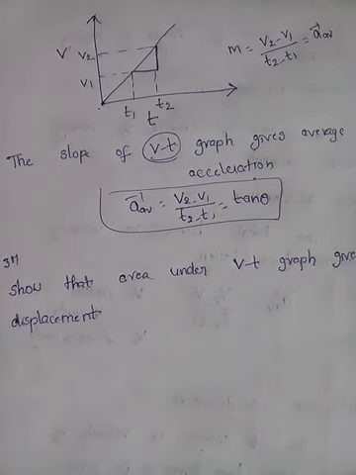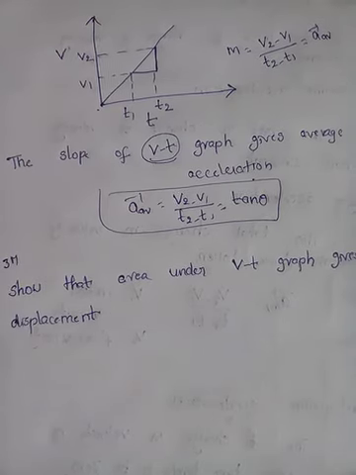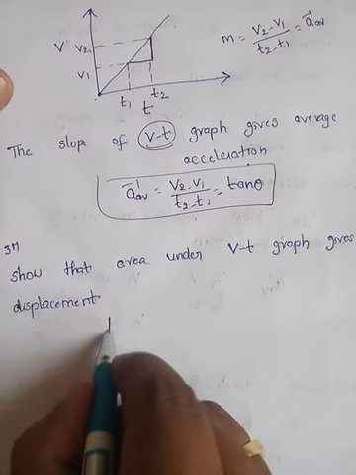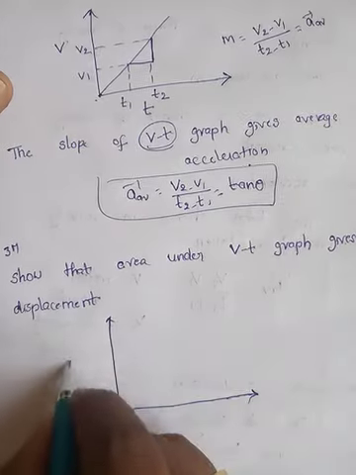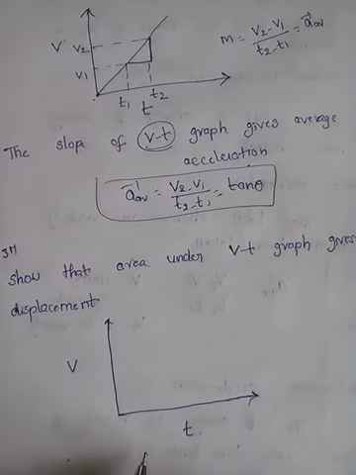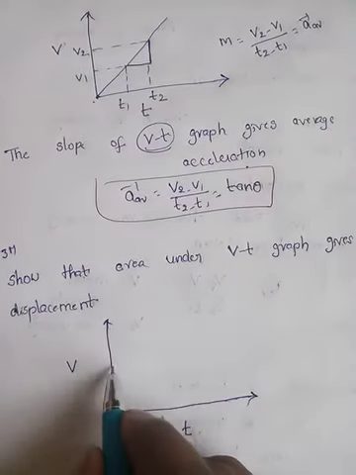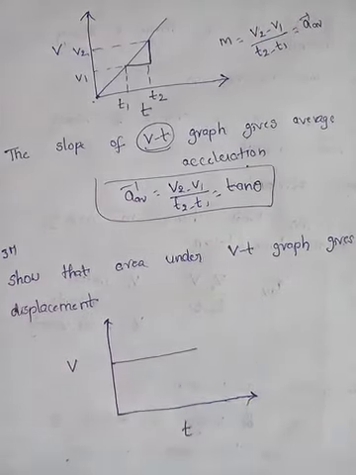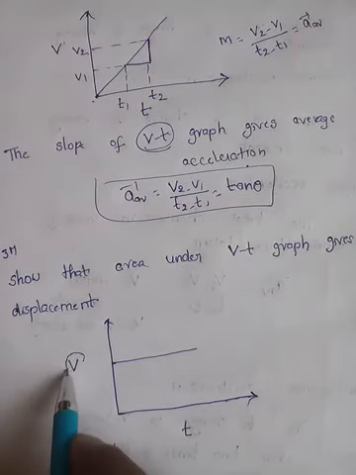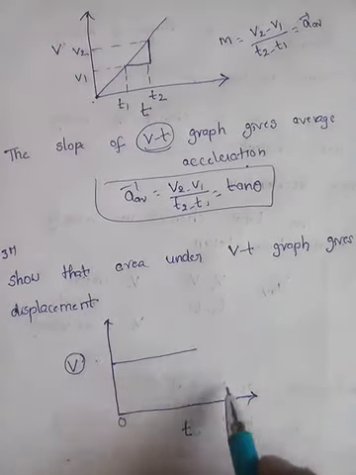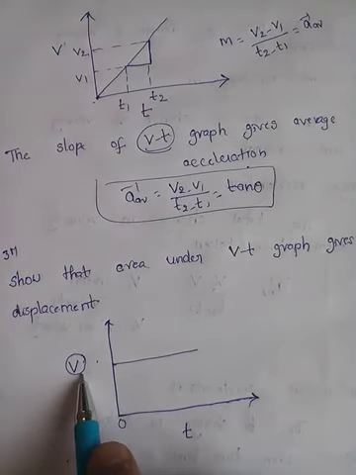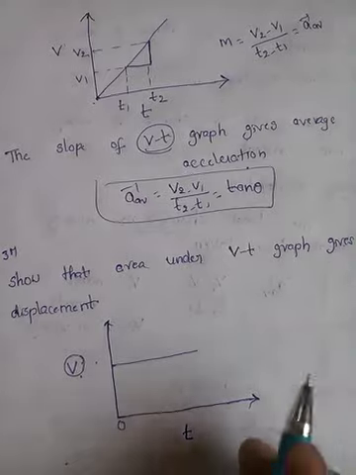So they are asking that the area under the curve of the VT graph should represent displacement. Let us see whether it is true or false. Let us take the first VT graph. Here we are assuming that the body is moving with uniform velocity, so velocity is constant. At 0 time the velocity is v. After time t also its velocity is v, which means the body is moving with uniform velocity.